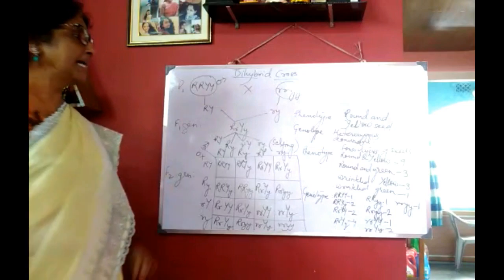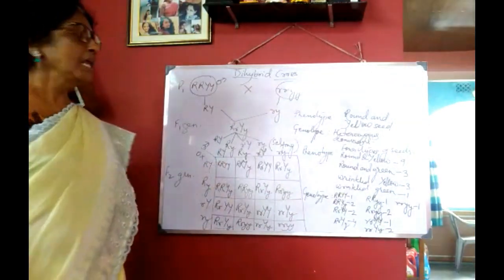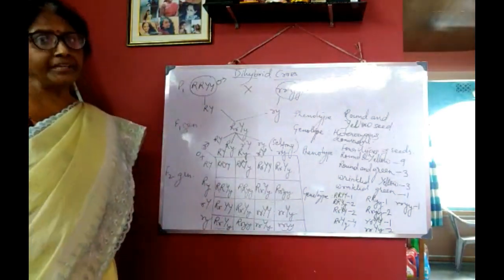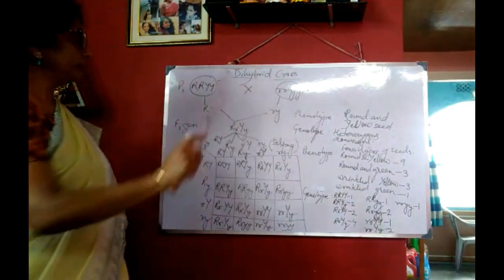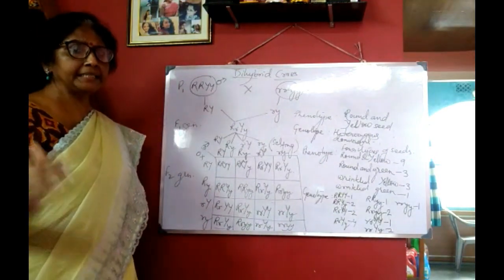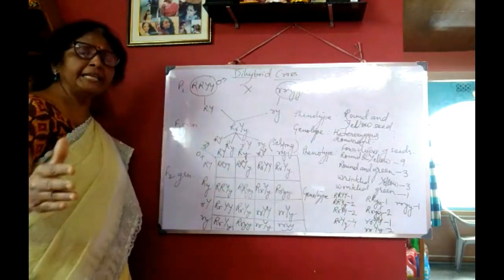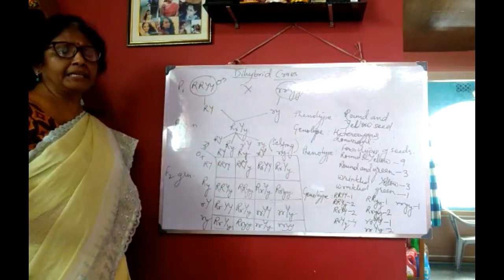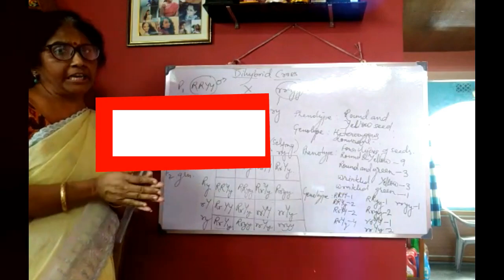Then the question will be asked, what law does it justify? You will say it is the law of independent assortment: that when we are taking more than one pair of contrasting characters, each pair will assort independently from the other without intermixing or contamination.